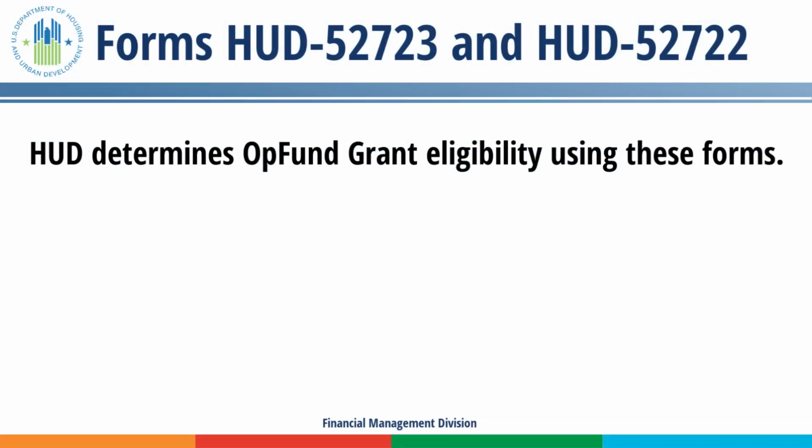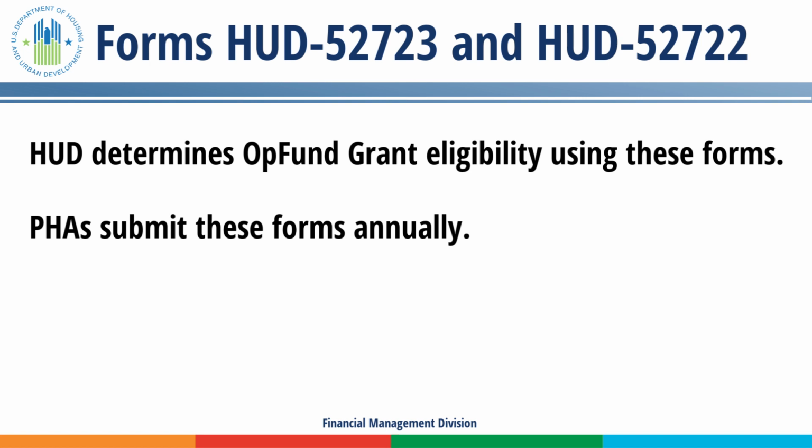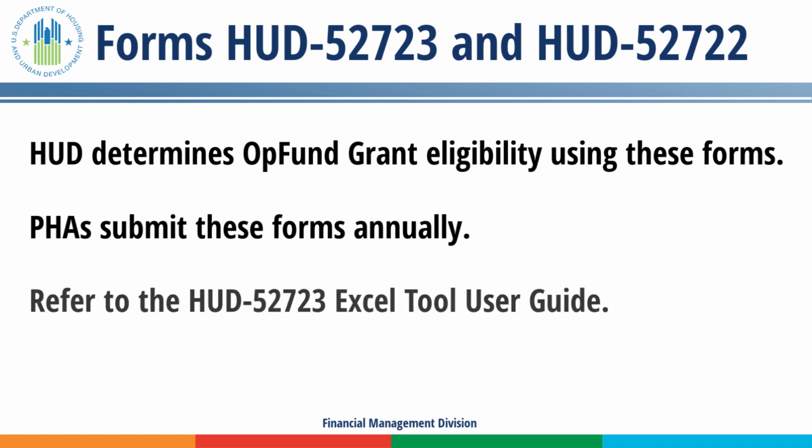HUD determines operating fund grant eligibility based on the data collected in forms HUD 52723 and HUD 52722. PHAs must complete and submit these forms for each project on an annual basis. This video is intended as a high-level tutorial for using the HUD 52723 Excel tool. For an in-depth look at using this tool, please reference the related user guide.